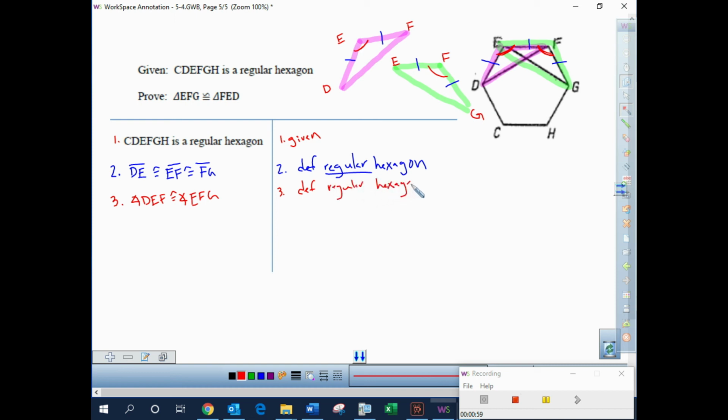Yeah, I know you could put those 2 things in the same step, but I'm a big fan of doing them separately when you're talking about sides up here and angles down here. So got to have it marked in the main picture, and now we have enough information to prove the 2 triangles congruent. So boom, triangle EFG is congruent to triangle FED by the side angle side congruence theorem.